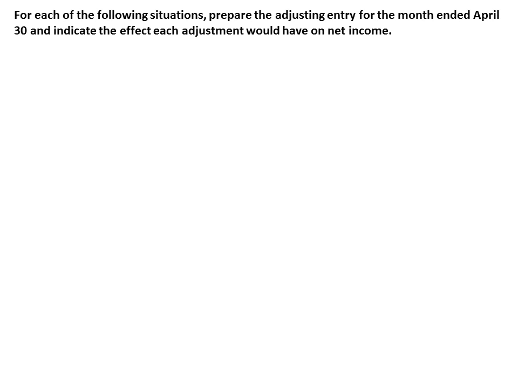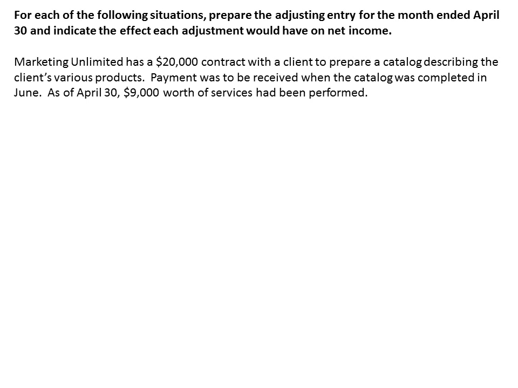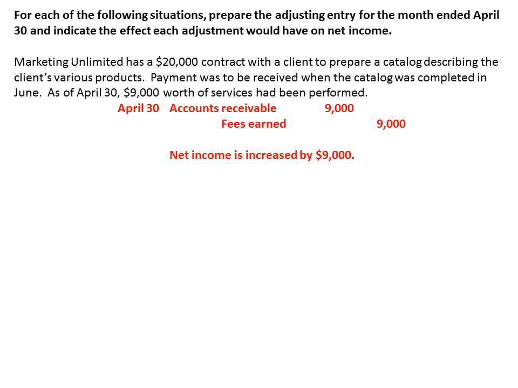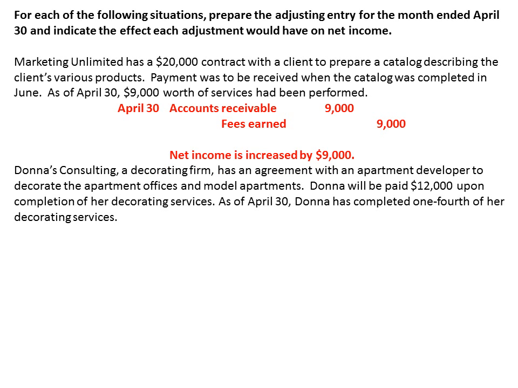Let's take a look at a quick example here. For each of the following situations, prepare the adjusting entry for the month ended April 30th and indicate the effect each adjustment would have on net income. Marketing has a $20,000 contract with a client to prepare a catalog describing the client's various products. Payment was to be received when the catalog was complete in June. As of April 30th, $9,000 worth of services has been performed. So in that case, we're going to debit accounts receivable, and we're going to credit our fees earned. So our net income is increased by $9,000.